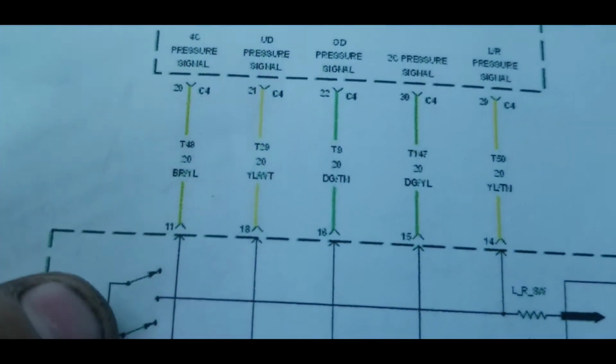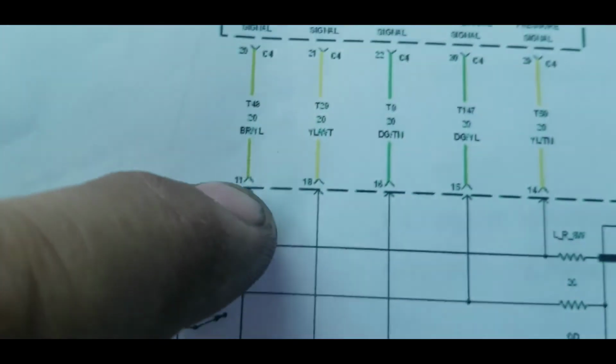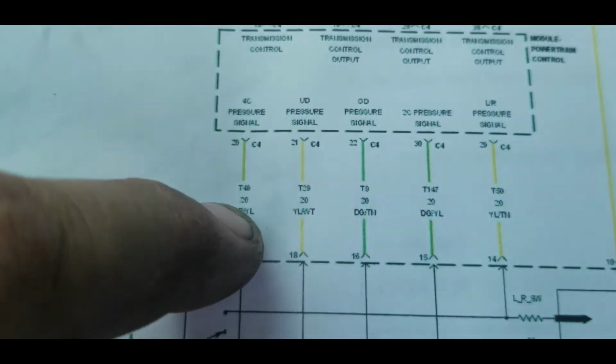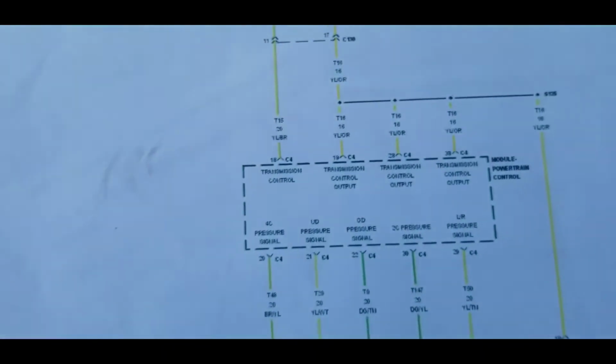Either way, same operation. Your 4C clutch gets closed by pressure. It goes to ground. This wire loses potential voltage. The computer sees this signal go from voltage to no voltage and knows that switch closed.